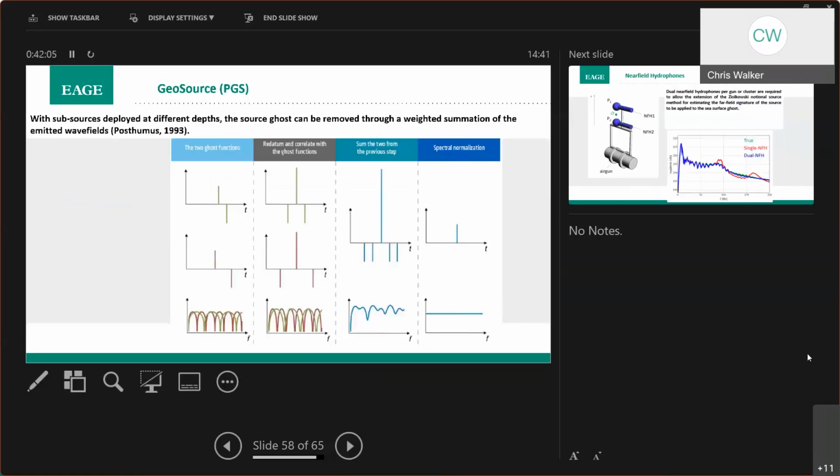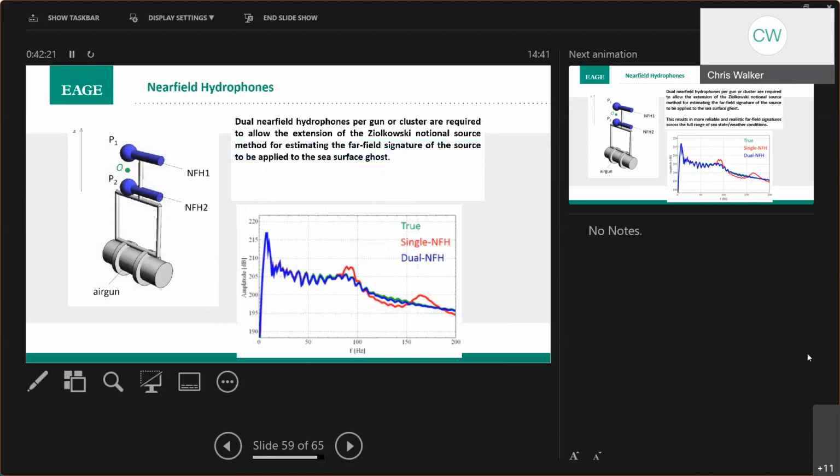So you use a weighted summation of the emitted wave fields, and by going through the maths of this, you end up removing both the source ghost function and the receiver ghost function, so you end up having as white a spectrum as possible. Next slide, please.